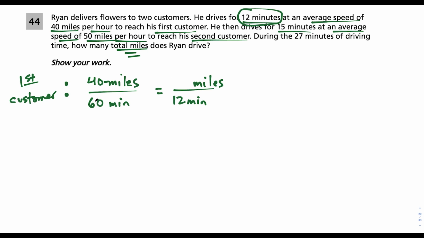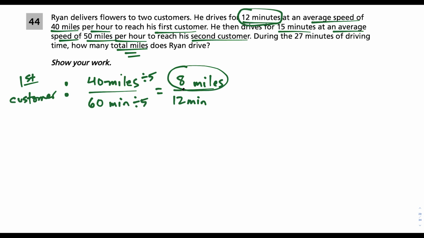So now how do you get from 60 to 12? If you're really quick with your mental math, you'll just say, oh, divide by 5. 60 divided by 5 is 12. So then if I just divide the top by 5, 40 divided by 5 is 8. So the mystery amount of miles for the first customer, Ryan drove 8 miles to get to the first customer.